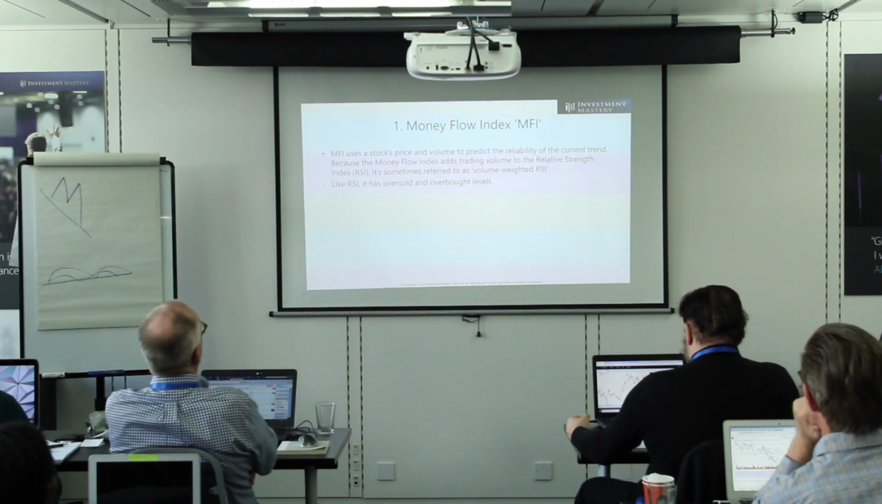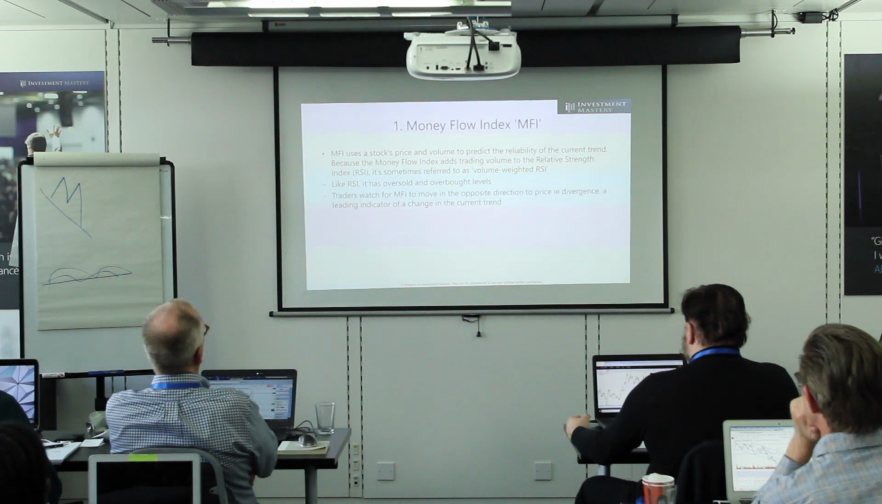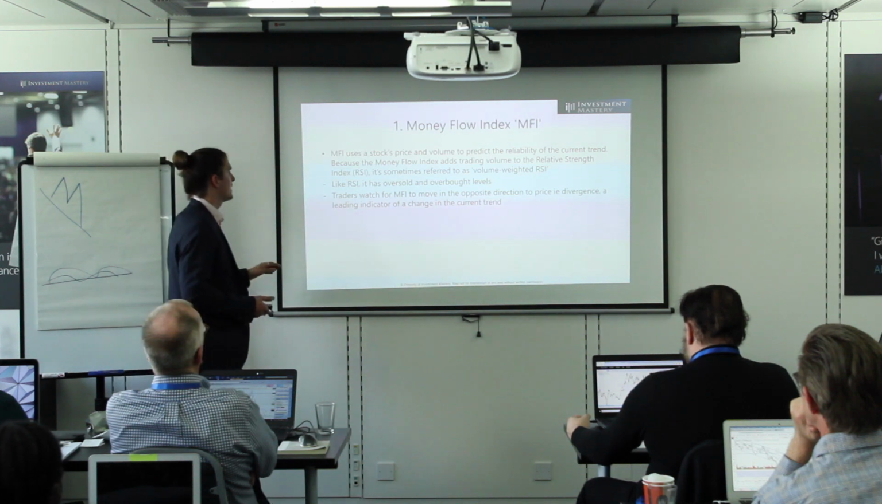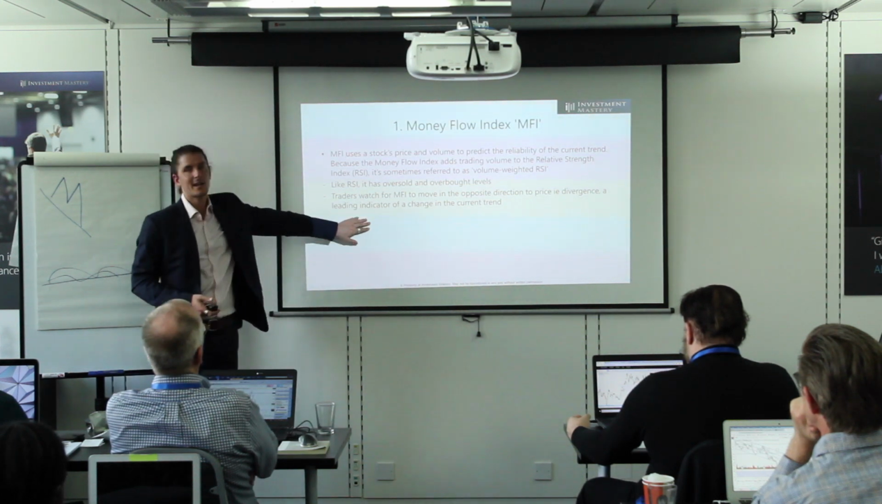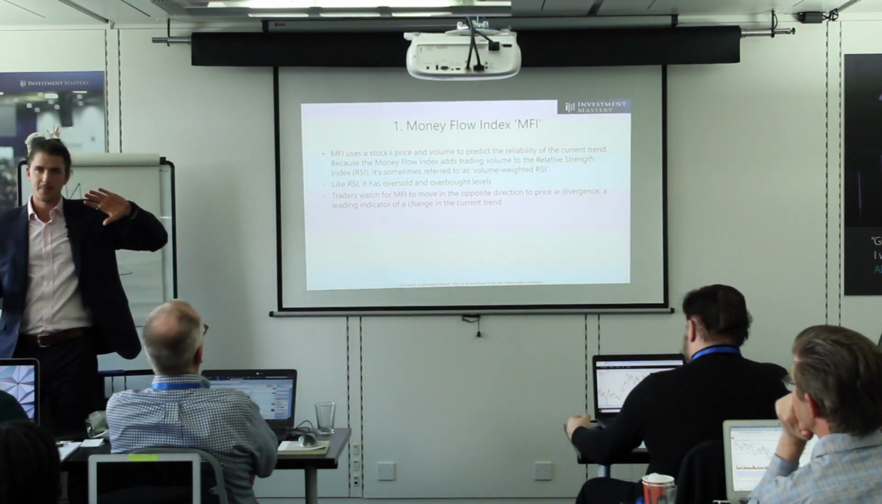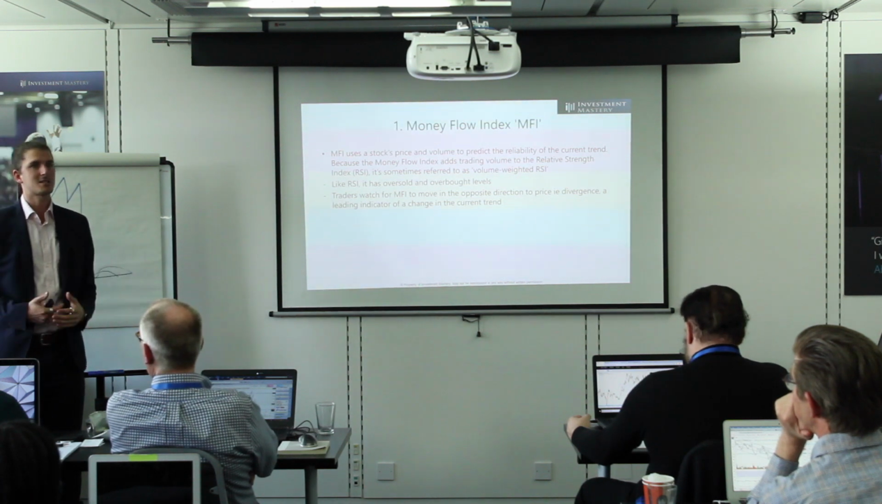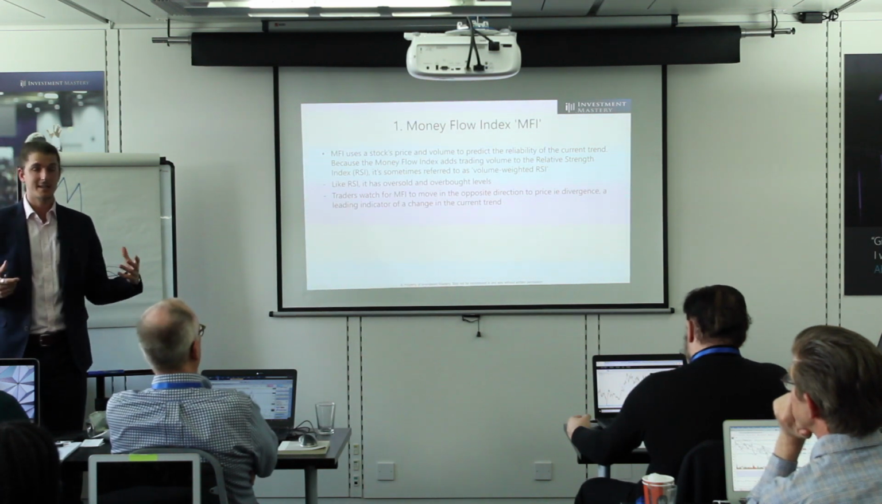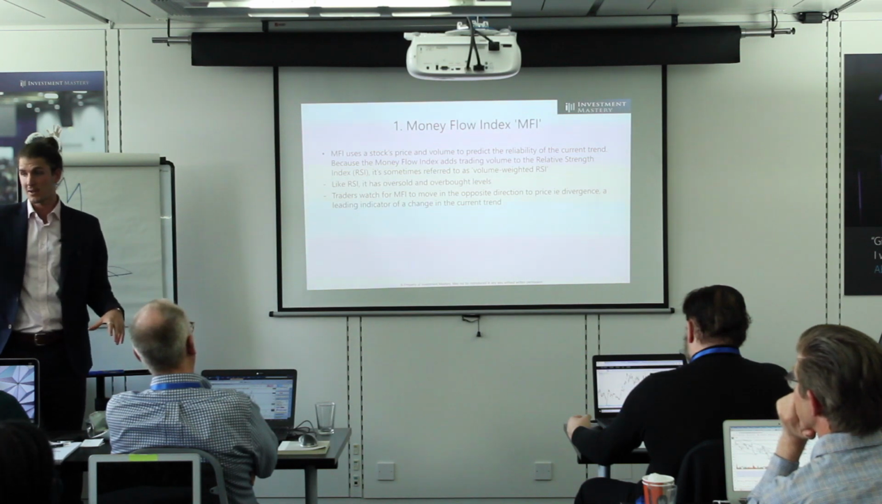Like RSI, it has oversold and overbought levels. If you watch the MFI move in the opposite direction to price, if we see that it's moving on the opposite side, it's a divergence, this as well. If we see a divergence, that is an indication that we will see the opposite happening.